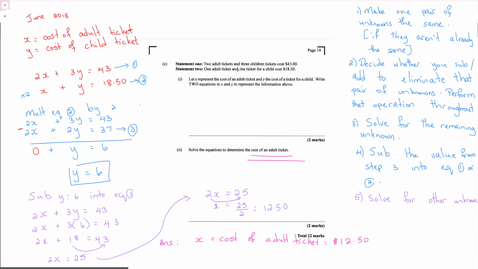Now, if you want to check and see if your answers are correct, we could sub it back into the next equation that you didn't use before. Right, so if X is 12.50 and Y was 6, 12.50 plus 6 is 18.50. So you know that your answer is correct. And that's it.